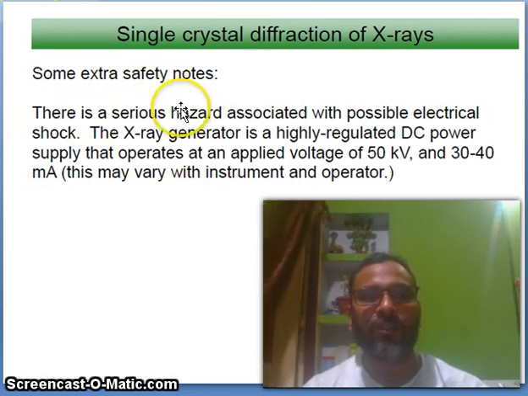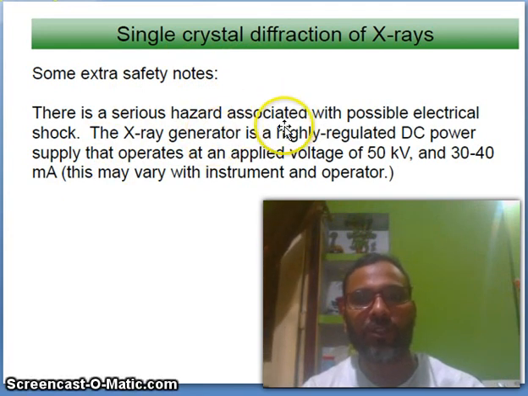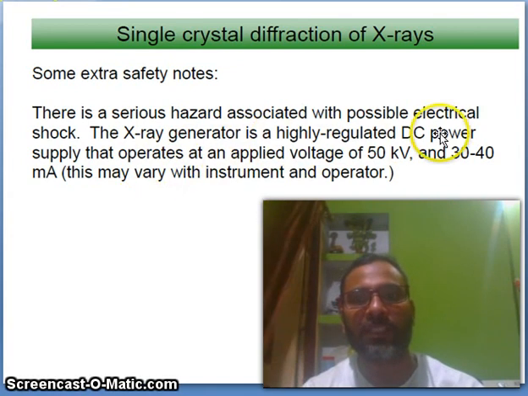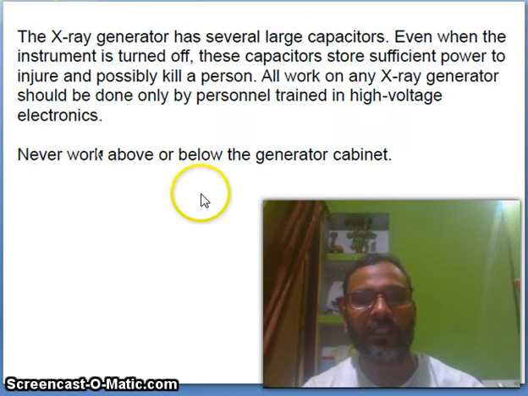Some extra safety notes concerning single crystal diffraction of X-rays. There is a serious hazard associated with possible electrical shocks, because you need high power. The X-ray generator is a highly regulated DC power supply that operates at an applied voltage of 50 kilovolt and 30 to 40 mA. This may vary with the instrument and operator.